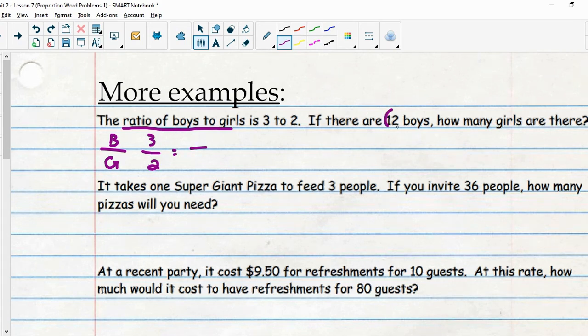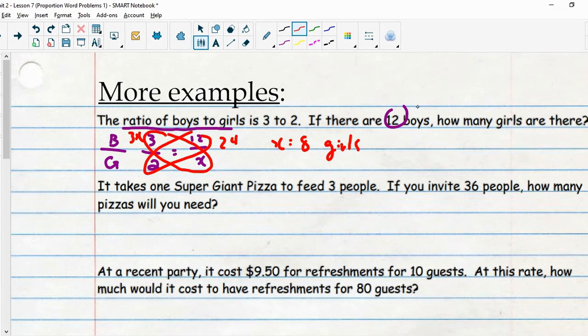If there are 12 boys, so where do I put the 12? Up top or at the bottom? Right, up top, 12 boys. How many girls are there? X. Okay, good. So 2 times 12, what's that? 24. 3 times what gives you 24? Yeah, 8. So 8 what? 8 girls. So if there are 12 boys, there will be 8 girls in that class. Okay? All right. Let's try the next one.